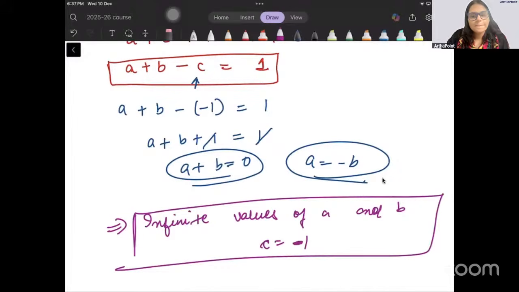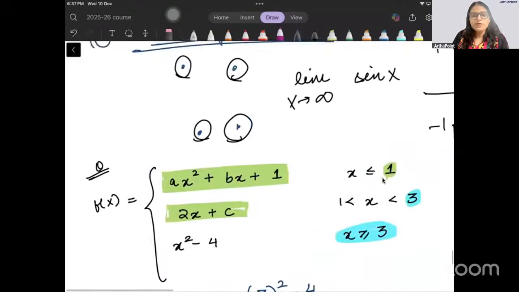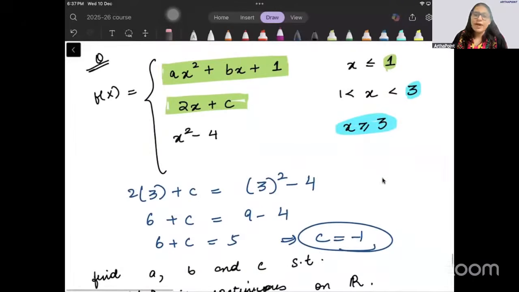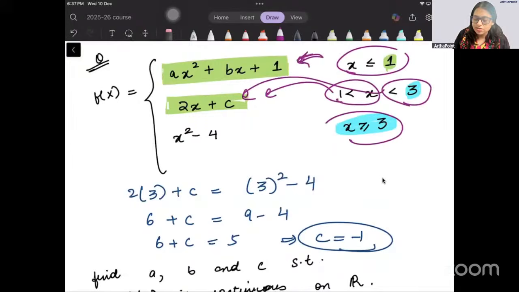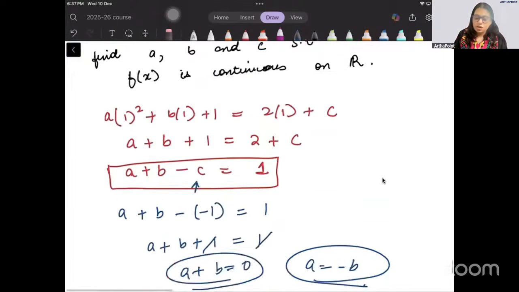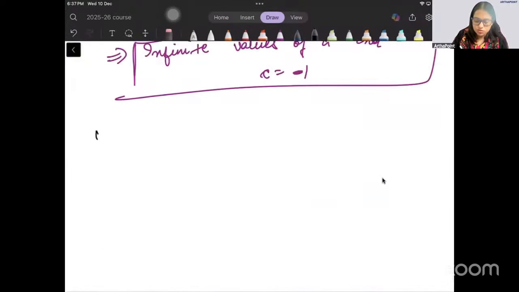Is it clear? Very, very common question from the exam point of view. It is a very common question that comes in the exam. You have to tell what will be the values of parameters such that the function becomes continuous. So you put the function in this one and this, and it should give you the same value. Similarly, you put 3 here and 3 here, and it should give you the same value. Okay. Now, next question, beta.